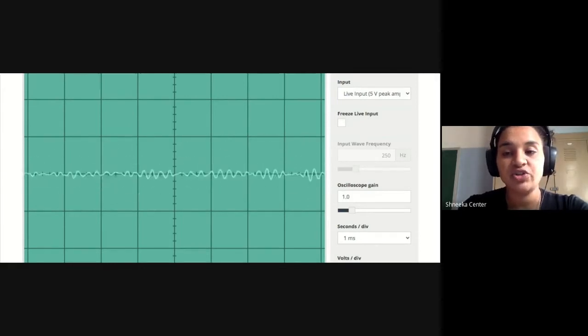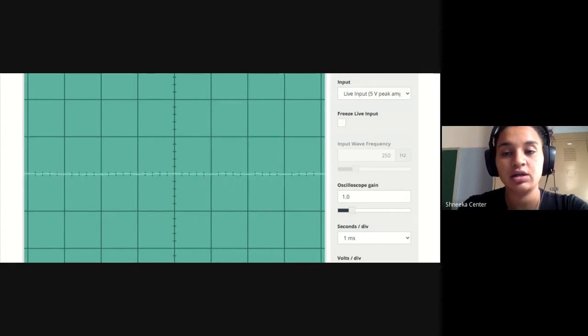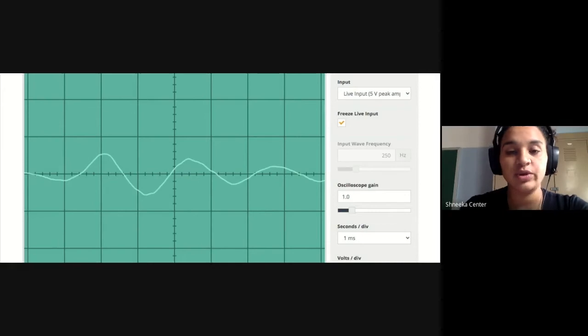There's also a feature that allows you to freeze your wave. So if you're talking and you want to see what your wave looks like, click this button and it will freeze it. So that's what the wave looked like when I was talking. Take some time and play around with this. Then we're going to get into the lesson assignment.